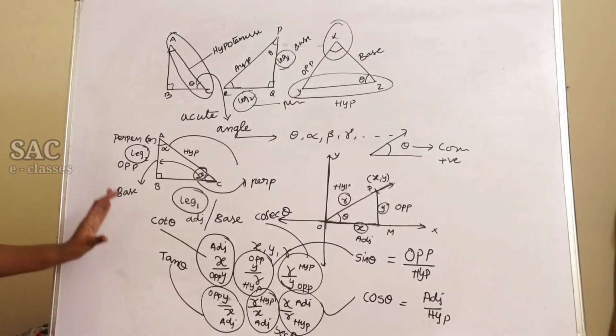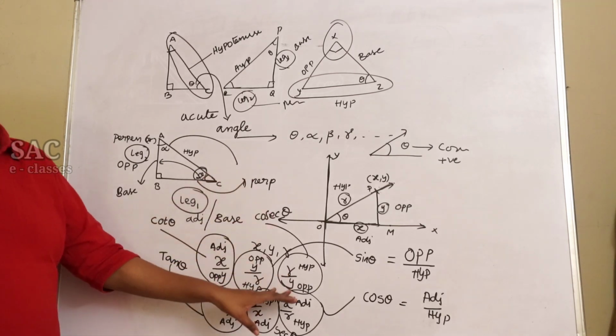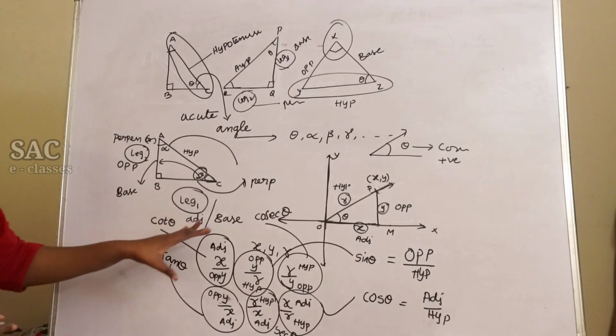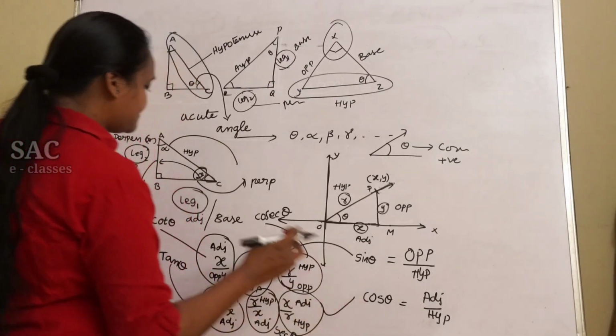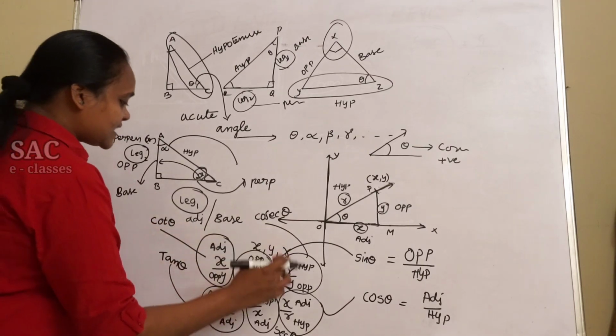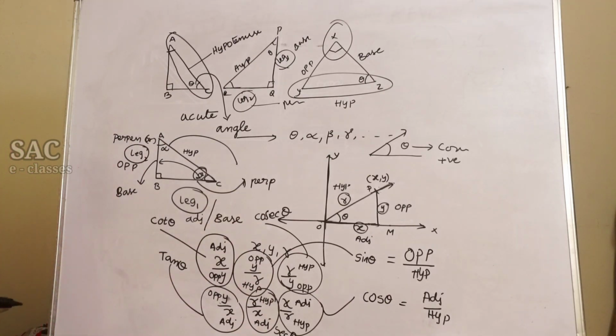These 6 ratios are called trigonometric functions or trigonometric ratios, and learning about these is our topic. So what are the 6? Sin theta, cos theta, tan theta, cot theta, cosecant theta and secant theta are the 6 possible ratios.